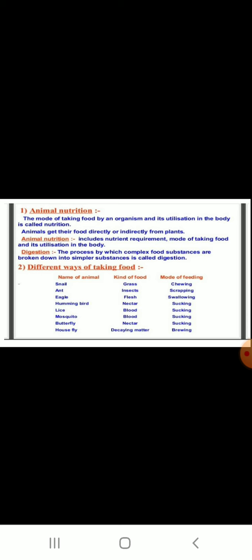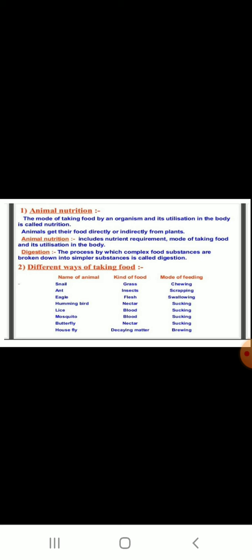First, animal nutrition. What is the definition of nutrition? The mode of taking food by an organism and its utilization in the body is called nutrition. The process of taking food and utilizing it in the body is called nutrition. So only taking food is not enough. It has to be utilized properly in the body, then it is called complete nutrition.